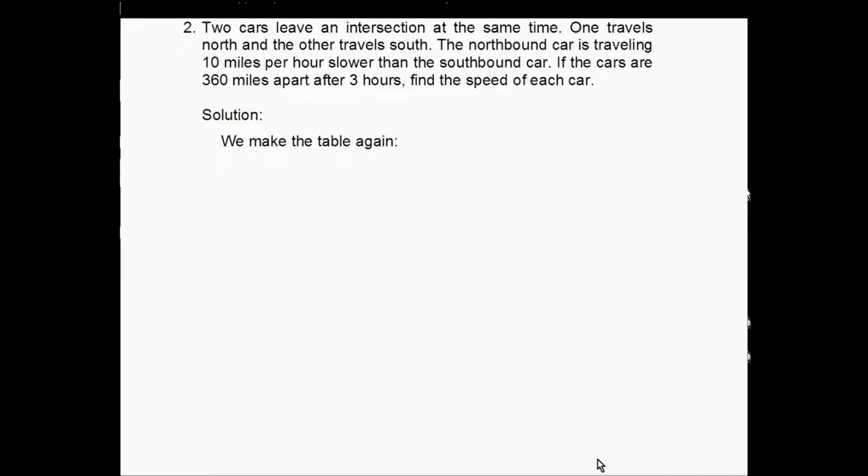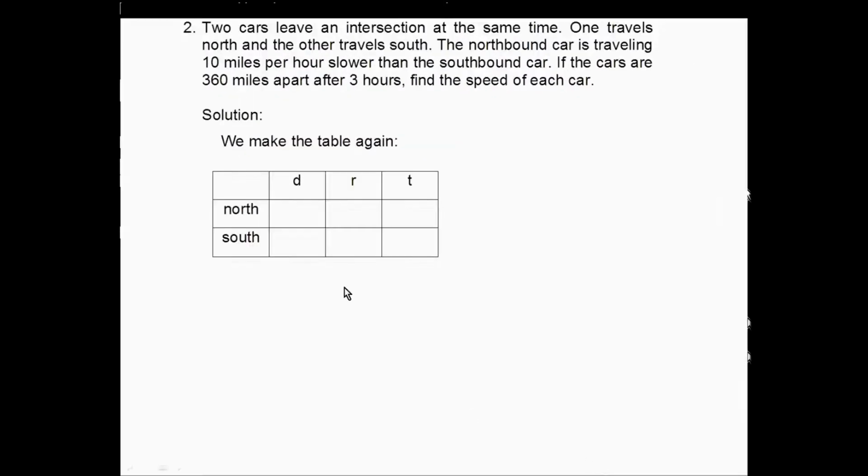So we're going to make our little distance, rate, time chart. So making our little table. Okay, I've got a northbound and a southbound. Two cars leave the intersection at the same time. One travels north, the other travels south. The northbound car is traveling 10 miles per hour slower than the southbound car. Okay, we're comparing two things. Typically, but not always, whenever you're comparing two things, the one that's mentioned second is the unknown. So the southbound car is mentioned second. So if the southbound car is R for rate, the northbound, 10 miles per hour slower, is R minus 10.